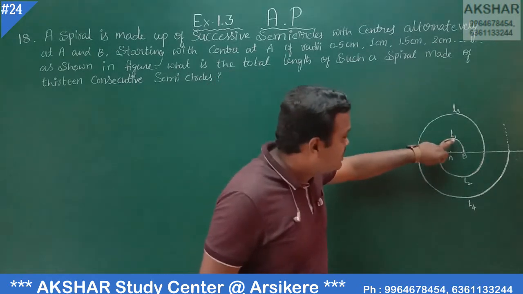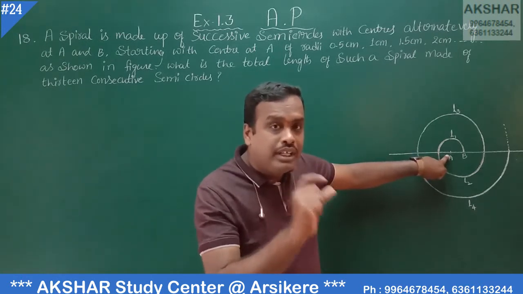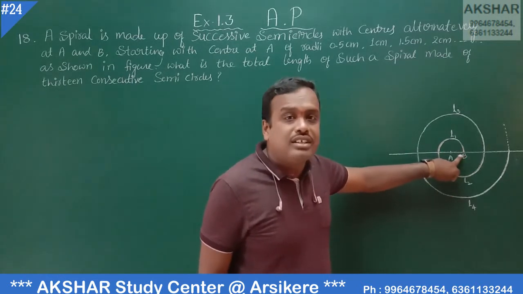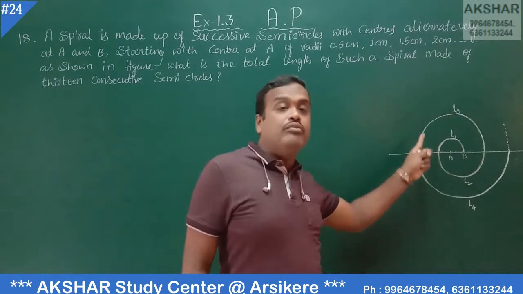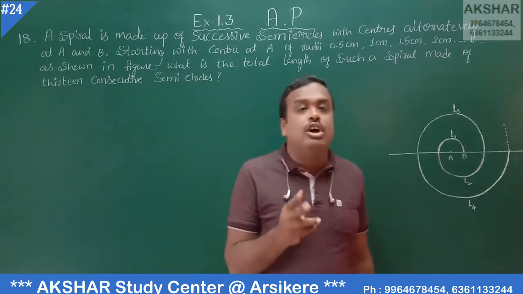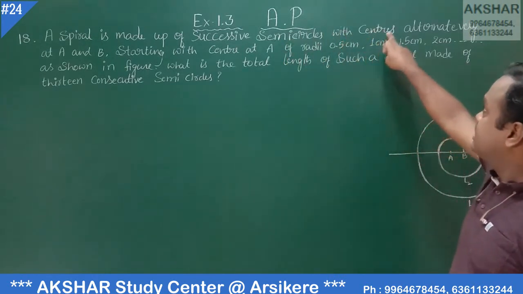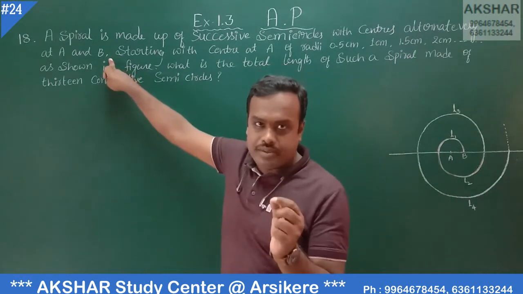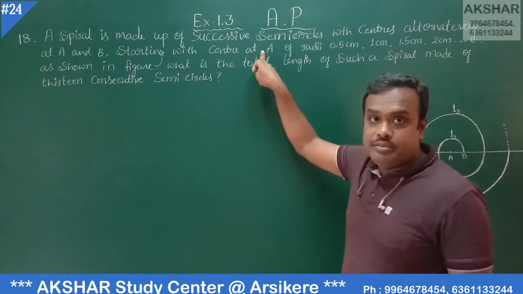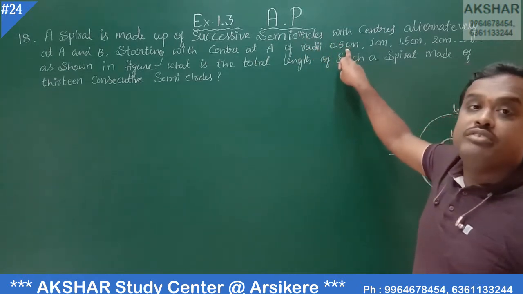I'll repeat. For the first semicircle, A is the center. To draw the first semicircle, we keep A as the center. For drawing the second semicircle, I am keeping B as the center. For the third semicircle, again A is the center. For the fourth semicircle, again B is the center. Like this the centers go on alternating. That is the question they have given: semicircles with centers alternatively at A and B. Clear? Okay, continue. Starting with center A, the first semicircle should start with center A of radius 0.5 centimeter.